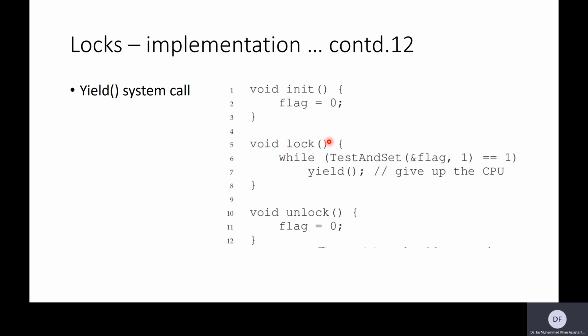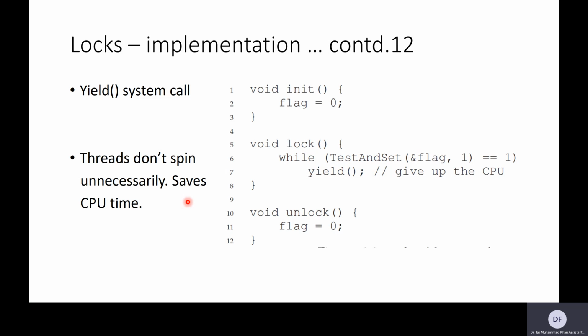And then when this thread is rescheduled again, it can again test the flag and see if the lock is available. It can acquire the lock. Otherwise, if it is still busy, it can again release the CPU by calling yield. So in this case, whenever a thread is scheduled, instead of wasting its full quantum, it sees that the lock is busy and forgoes the CPU and yields control to the OS to give it to some other thread. This is some improvement. Threads don't spin unnecessarily, so some CPU time is saved.